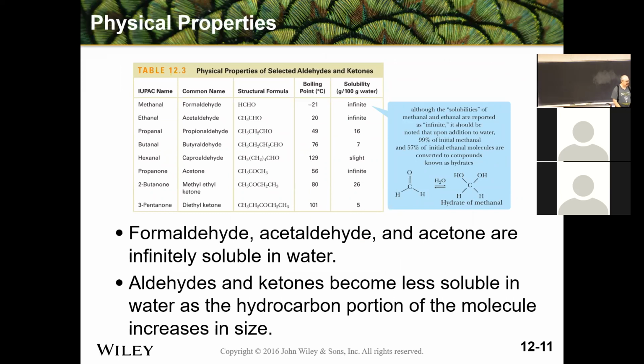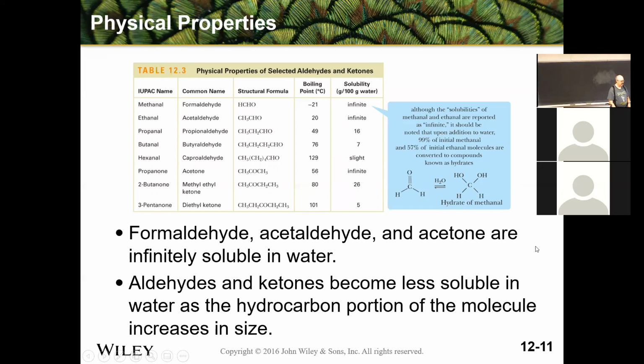Okay, let's look at water solubility. All right, methanal, or formaldehyde, is a gas at room temperature. Its boiling point is -21 Celsius. It is infinitely soluble in water. There is a disclaimer here.